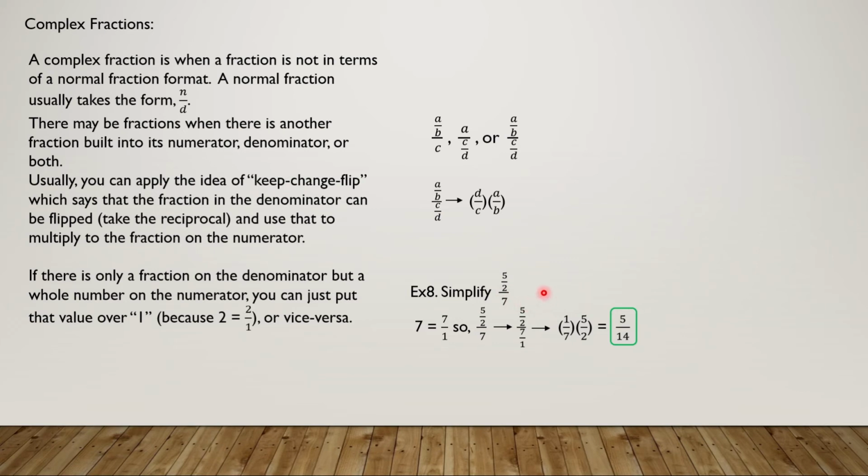How do we take the reciprocal of it? Well, the 7 is the same as saying 7 over 1. So what we can do is turn the 7 into a 7 over 1 and take the reciprocal of that value, which now we have in fraction form, and it becomes 1 over 7 multiplied to the numerator, which is 5 halves, and that becomes 5 over 14.